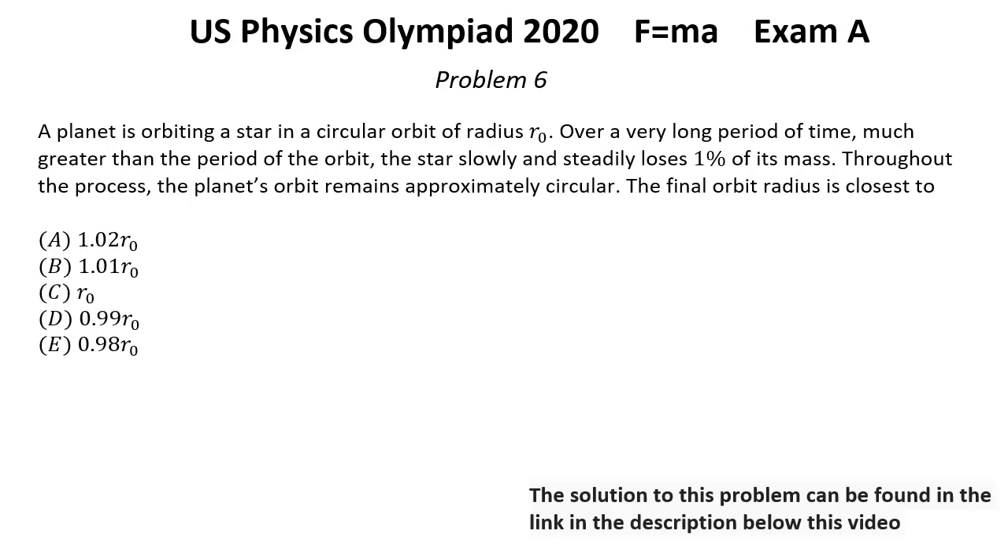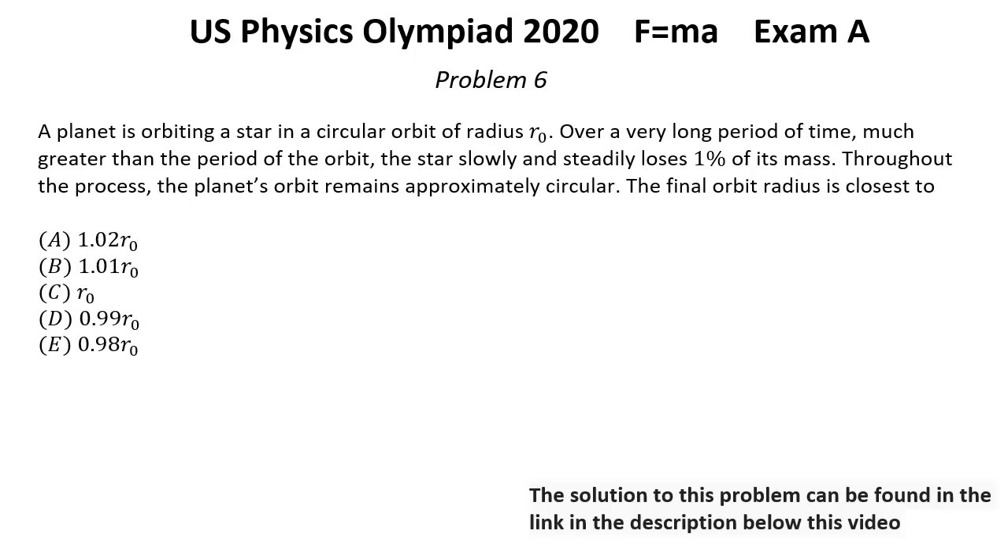Problem number 6. A planet is orbiting a star in a circular orbit of radius r0. Over a long period of time, much greater than the period of the orbit, the star slowly and steadily loses 1% of its mass. Throughout the process, the planet's orbit remains approximately circular. The final orbit radius is closest to which one? Solution for problem number 6.